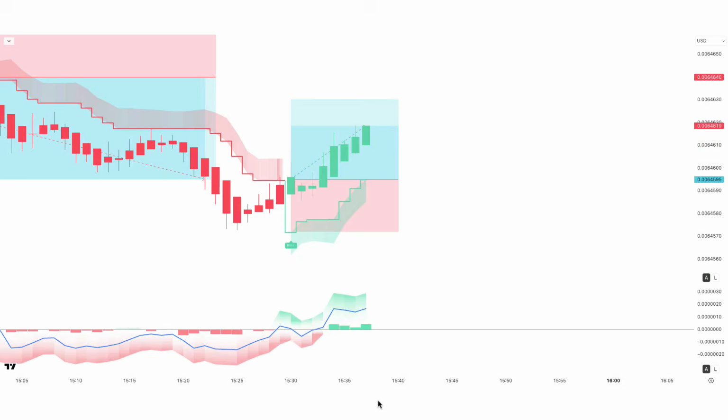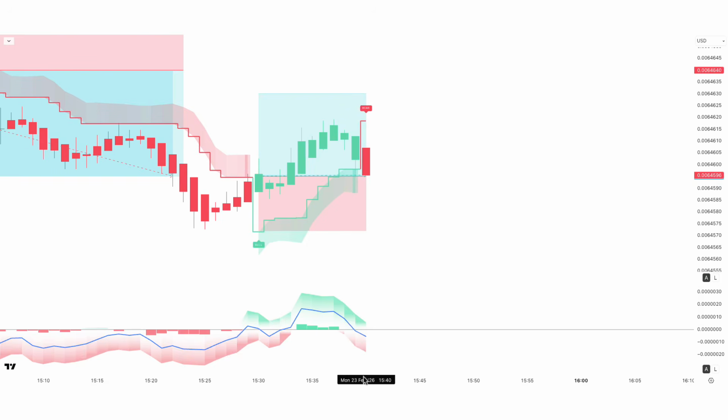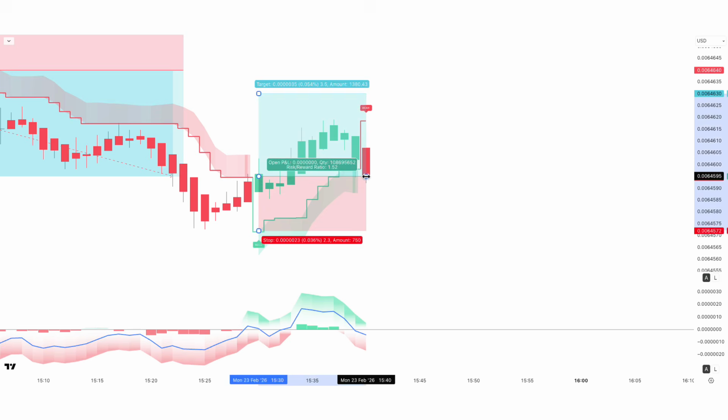Let's see what happens to our trade. Here, the market has given the next signal, so we will close this trade.